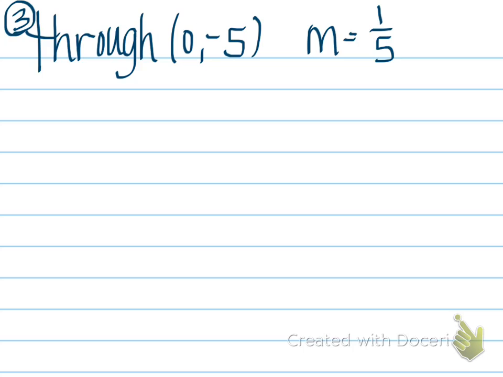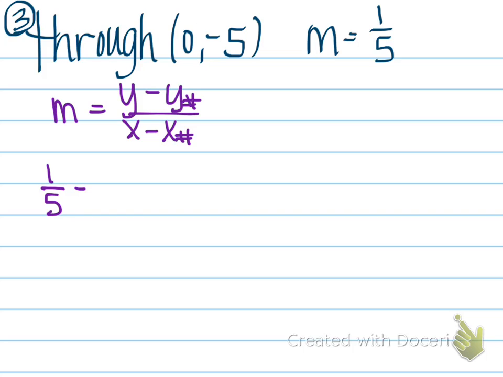Okay, question 3. Same setup, even though I have a 0. Don't worry, zeros aren't any different than anything else. So I'm going to write my slope, m equals y minus the y number over x minus the x number. My slope is 1/5, y minus the y number from the problem, so negative 5 becomes a positive 5. And x minus the x number is 0. You can write a 0 if you want to, but you really don't have to. So I'm just going to save myself the time and not write it.